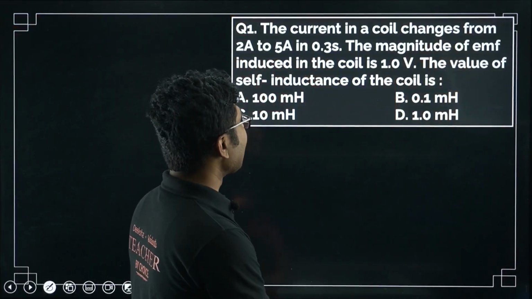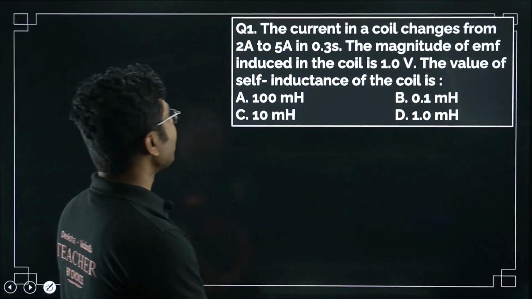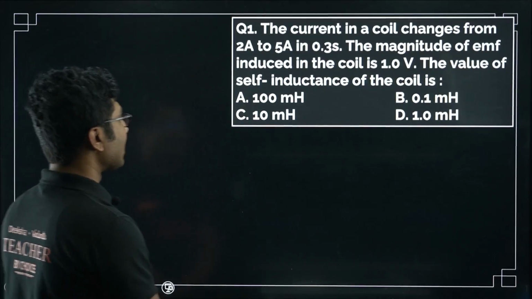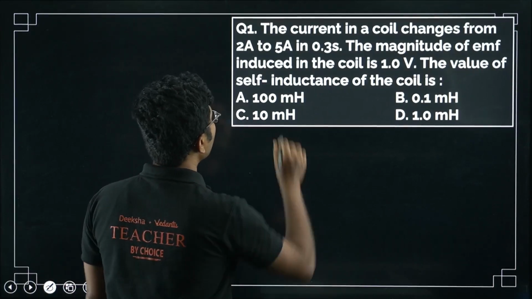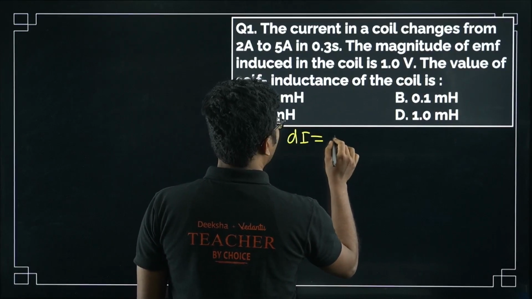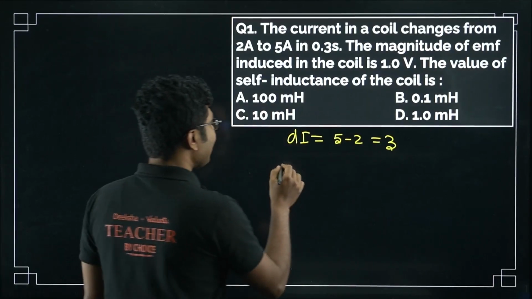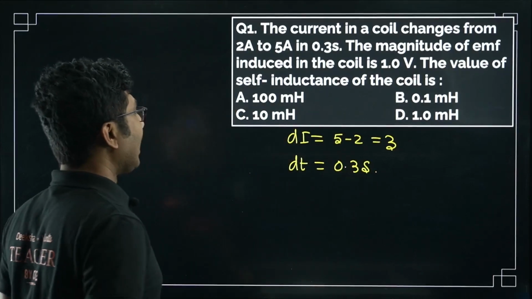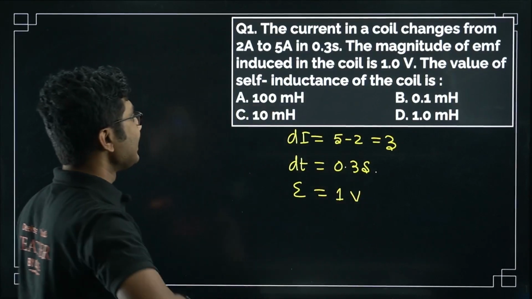The current in a coil changes from 2 ampere to 5 ampere in 3 seconds. The magnitude of the EMF induced in the coil is 1 volt. The value of the self-inductance of the coil is? So current in the coil changes from 2 to 5 ampere, so the change in current dI is 5 minus 2, that is 3. The time is dt, which equals 0.3 seconds, and induced EMF is 1 volt. You have to find the self-inductance of the coil.